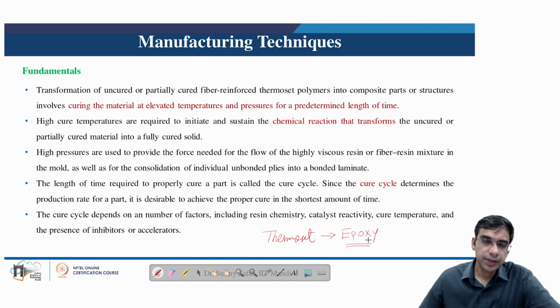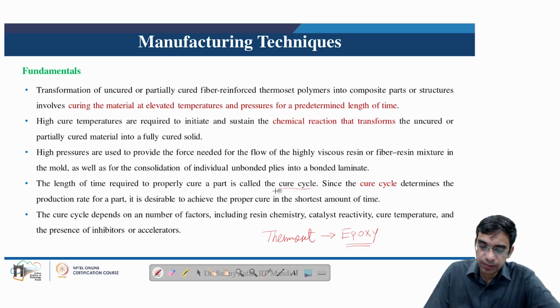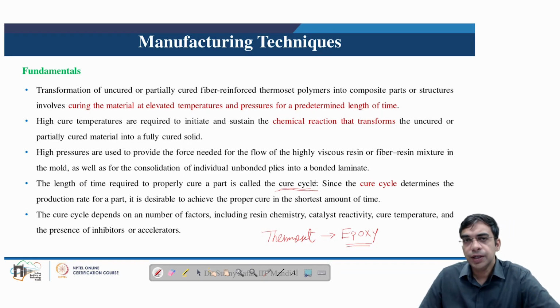The length of time required for properly curing the part is called the cure cycle. This is very important from the manufacturing standpoint, because the length of the cure cycle determines the productivity of any manufacturing process. And since the cure cycle also determines the production rate of the part, it is desired to have the proper cure in the shortest duration of time.